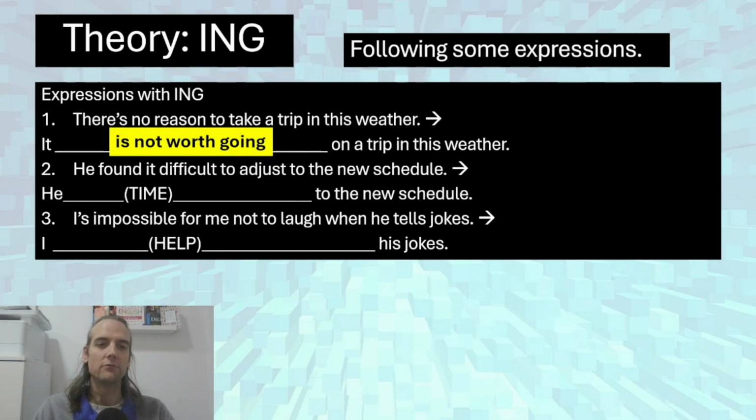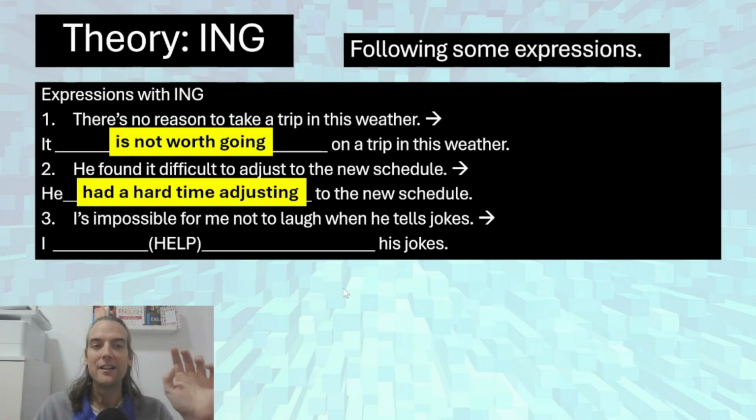Number 2, this one's a bit more difficult, I think. If you find something difficult, then you have a hard time doing it. It's an expression with ing. He had a hard time. Found it, past tense, had a hard time, and adjusting, because these are expressions with ing. The clue is right there at the top.